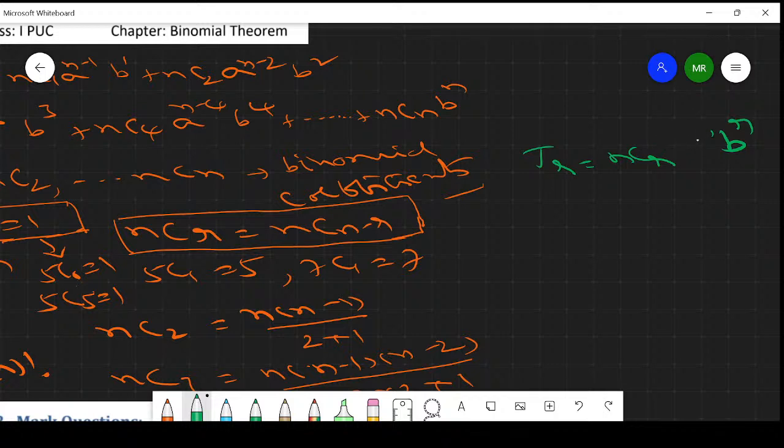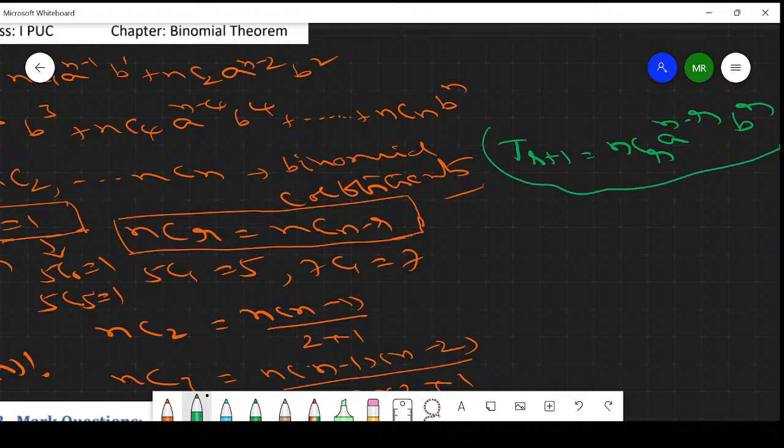This is a power (n minus r). We write T_(r plus 1) equal to nCr, a power (n minus r), b power r. This is called general term. To solve many problems, we are going to use this formula. So remember, this is b power r.